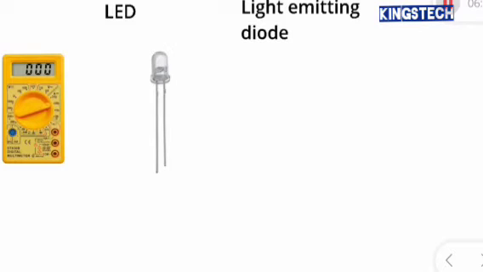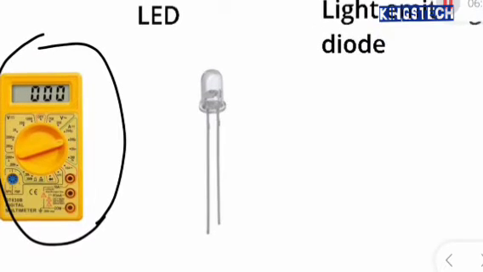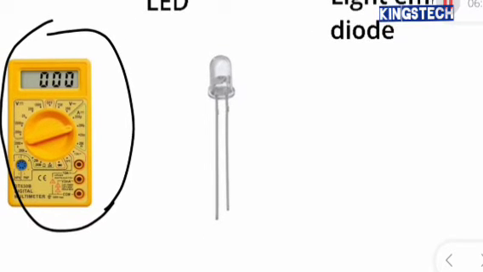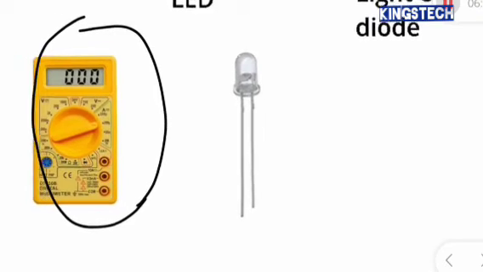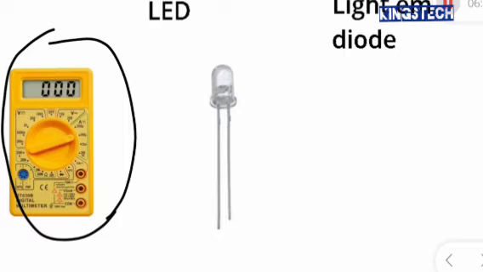So all you need to do is bring your multimeter. Here we have a multimeter. When you bring your multimeter, set it to this diode point. Okay, let me zoom it a bit so you see very well. Set the multimeter to this diode point. Look here, you will see the symbol of diode. This is the symbol of diode.